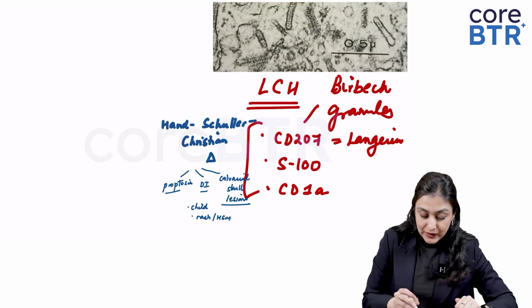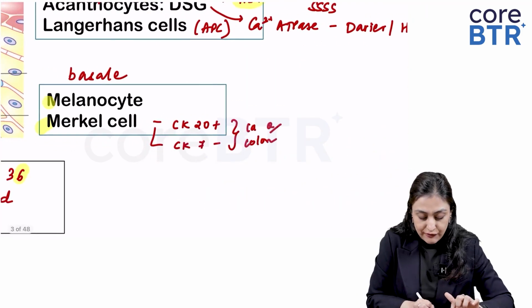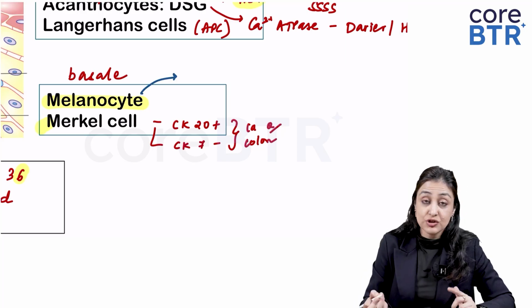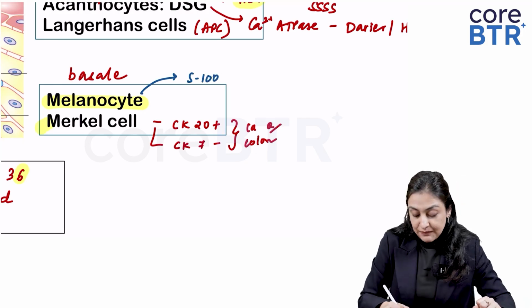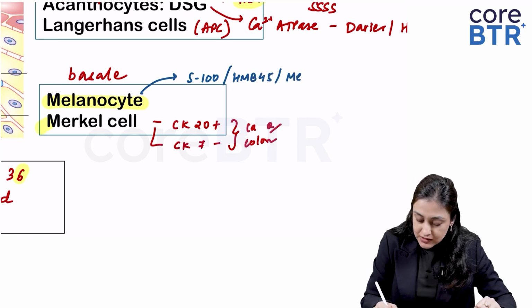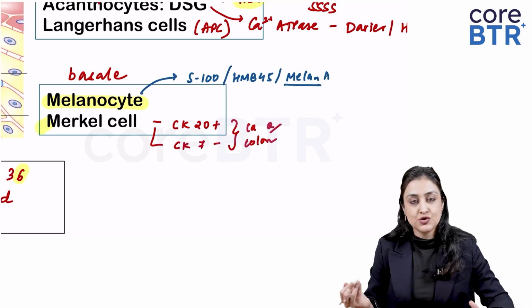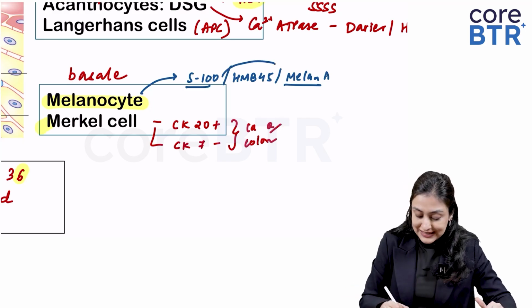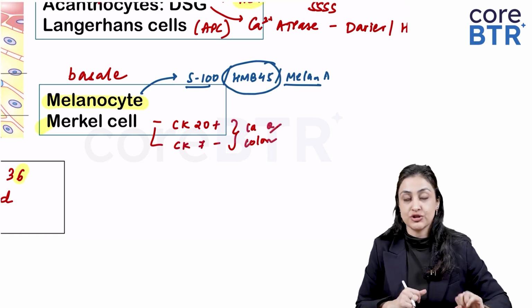Through that, let's take one tangent. So S100 is also a marker of melanin, right? So anything which is of melanocyte origin, like a melanoma, you can also see S100 positivity. In addition, there are 2 more. One is HMB45 and another is Melan-A. Obviously Melan tells you melanin, so they'll not give you that. S100 is non-specific, so they'll not give you that. So the only takeaway here is HMB45 is a marker of melanocyte origin, right?